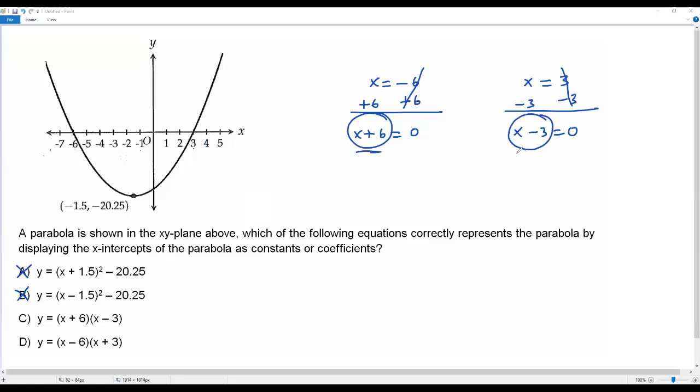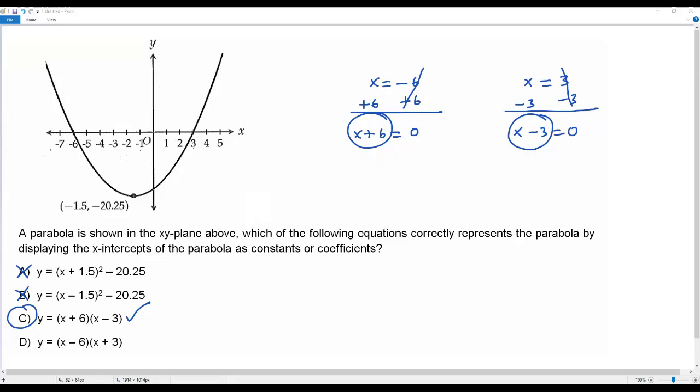So I find these two factors, x + 6 and x - 3, in option C. So the equation that we have in option C correctly displays the x-intercepts as constants. So the correct answer choice for this question is option C. Anyways, let's discuss why option D cannot be correct. In option D also we have the equation in intercept form, but we don't find these two factors, x + 6 and x - 3, over here. So that's why we reject option D.